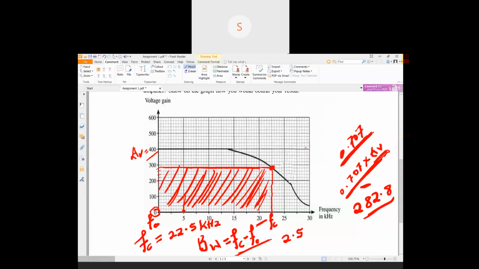I have a question. Go ahead. When we had 0.707 times the A voltage, I want to ask whether that 0.707 is a constant figure. Yes, it is a constant.